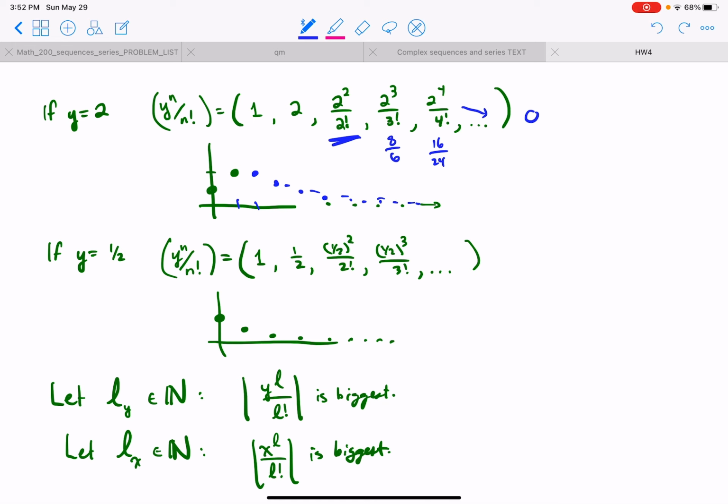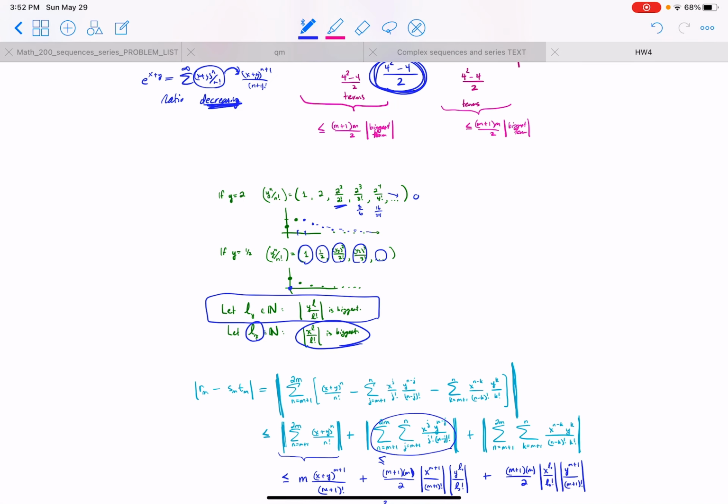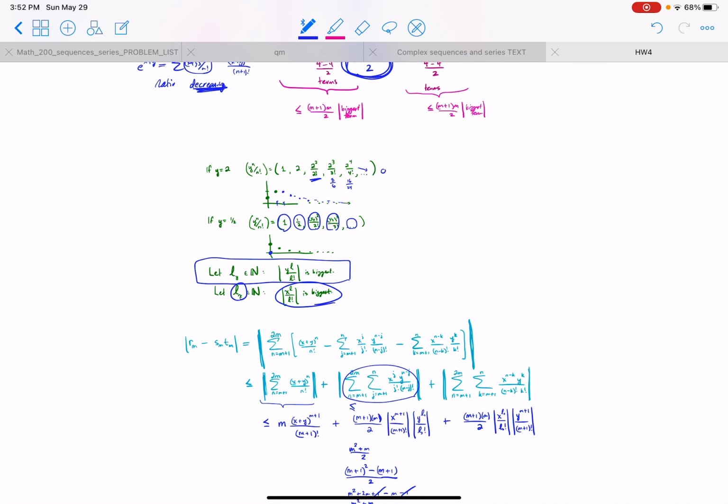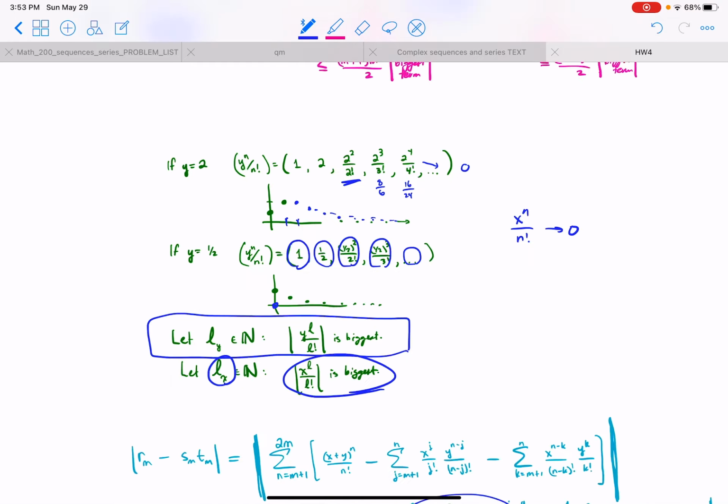So there exists some index, I'll call it L sub y, such that y to the L over L factorial is biggest. And this depends on y. If y was 2, then that index would be either 1 or 2. If y was a half, then that index is 0, because actually it's biggest at 1, and then it's all downhill from there. So it really depends on y. So there's some index L sub y, and there's some index L sub x such that this is biggest. Okay. Now, by the divergence test, we also know that these go to 0, and so also the x to the n over n factorial go to 0 as a sequence.